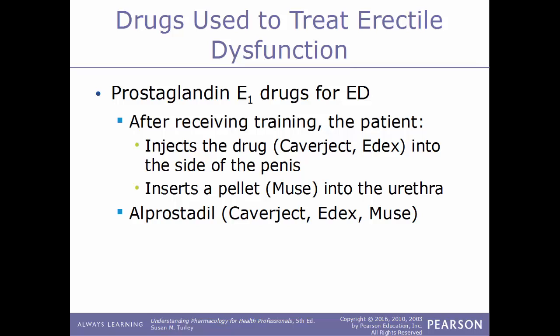Once that patient has gone through the training, they'll be taught how to inject the drug into the side of the penis. And that kind of drug could be either Edex or Caverject, or they would learn how to insert a pellet into the urethra. And that pellet would be a dosage of the drug Muse. So Caverject, Edex, and Muse are all brand names, all trade names for the generic drug alprostadil.